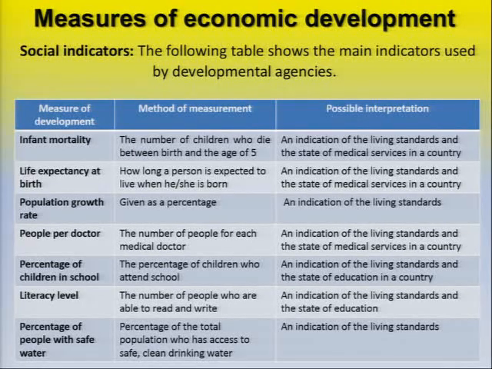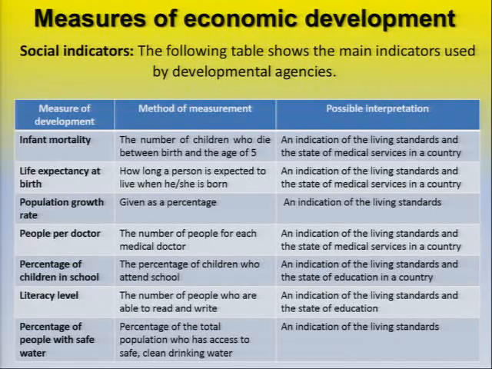Right. And then the second one is life expectancy at birth. What that means is how long a person is expected to live when he or she is born. An indicator there, or an interpretation, depending on the figure, whether it's high or low, it will give us an indication of the living standard, and again it will tell us whether the state of health care in that country is good or poor. Obviously, when the life expectancy is low, it says a lot about the state of the medical health in that country. It means it's not good, it's very poor.